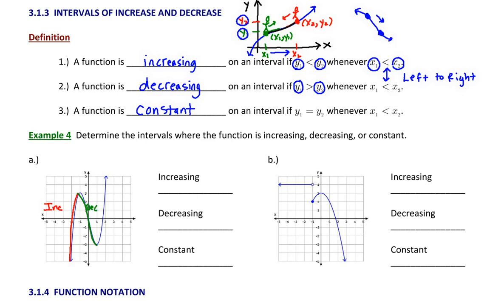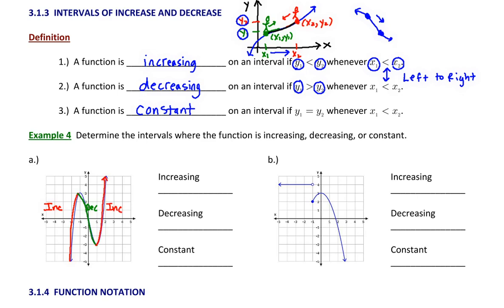Because as we read it left to right, the elevation is getting smaller. And then this part, as we read it left to right, is increasing. So it's a trivial matter to figure out if something is increasing or decreasing. What's more challenging is to quote it appropriately.